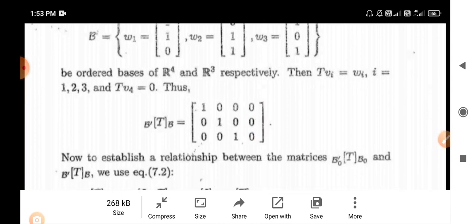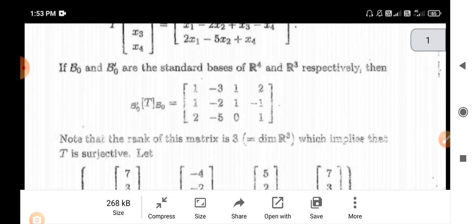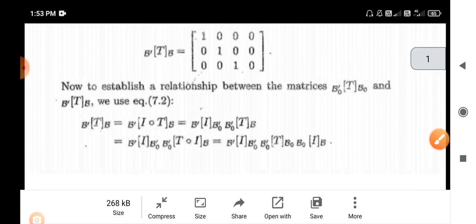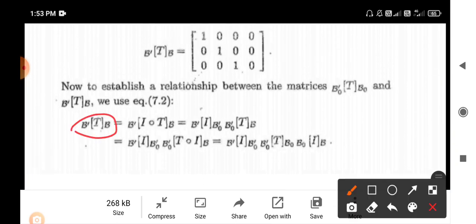Now these are the matrix representations. Also we have to prove the relationship between these two representation matrices. As we already know, if we change the basis, the properties of the linear transformation remain the same. Here we observe a composition formula. The matrix of representation from basis B to B dash of T can be written as I composite T.